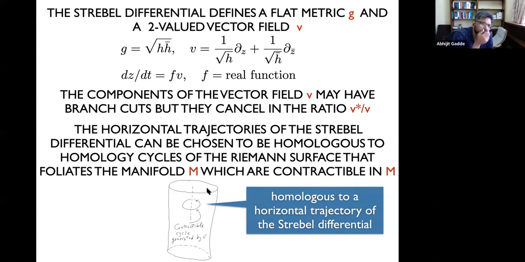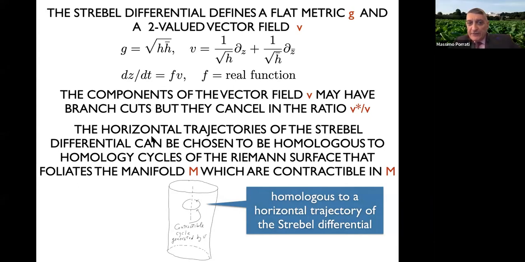So these horizontal trajectories can be chosen to be homologous to the homology cycles of the Riemann surface, the foliation manifold. Of course, we have many Strebel differentials. We can choose Strebel differentials in which these curves generated by the vector v, or better by any real function f times v, are homologous to the contractible cycles on the handlebody. In the Riemann surface, you have some homology cycles that actually become contractible in the bulk. So let's choose the horizontal trajectories to be precisely those cycles, the ones that shrink to zero in the bulk of the three-dimensional handlebody.